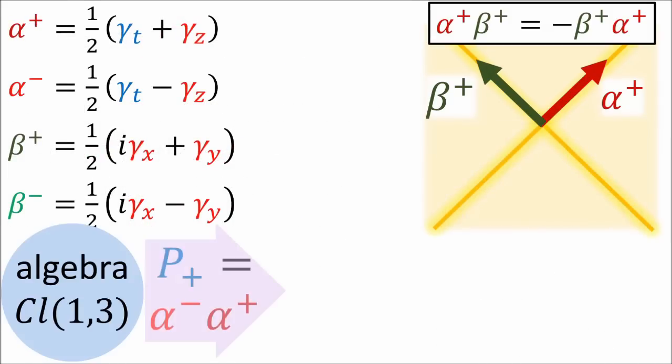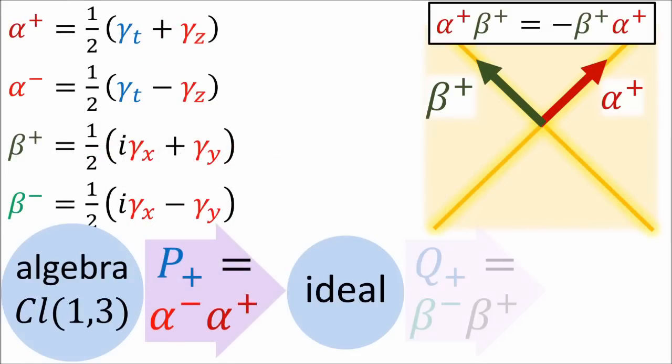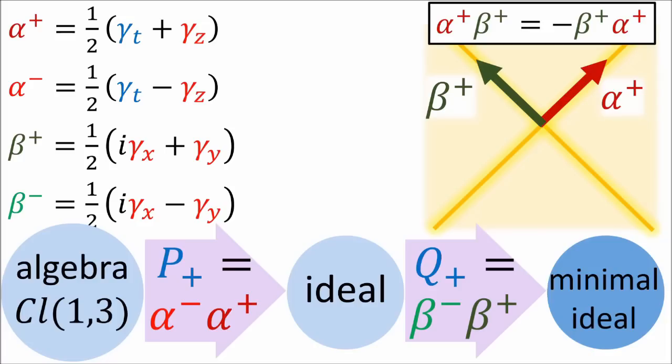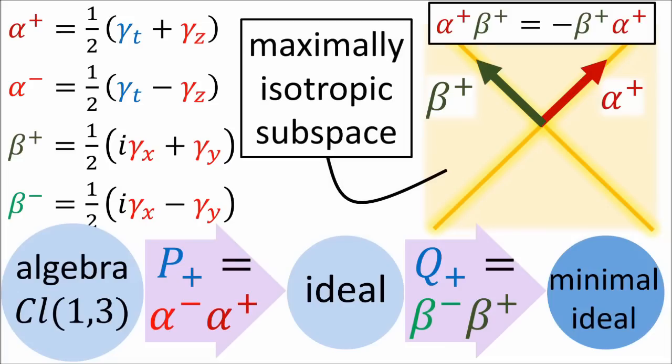Using our expanded isotropic subspace, we can build more projectors, which give us a smaller ideal. And in fact, this smaller ideal is a minimal ideal in CL13. So it turns out that the isotropic subspace we've built here is a maximally isotropic subspace. It's the largest possible isotropic subspace we can build inside this Clifford algebra.